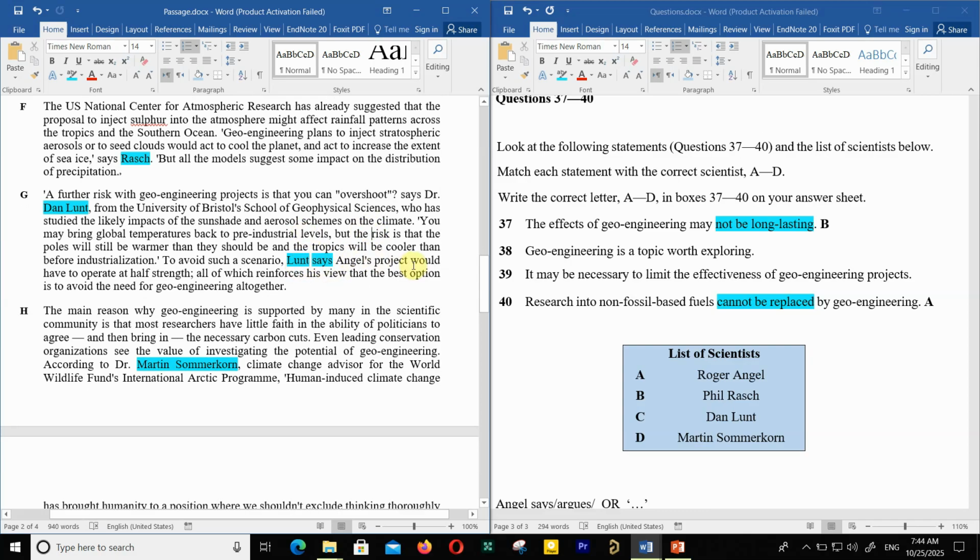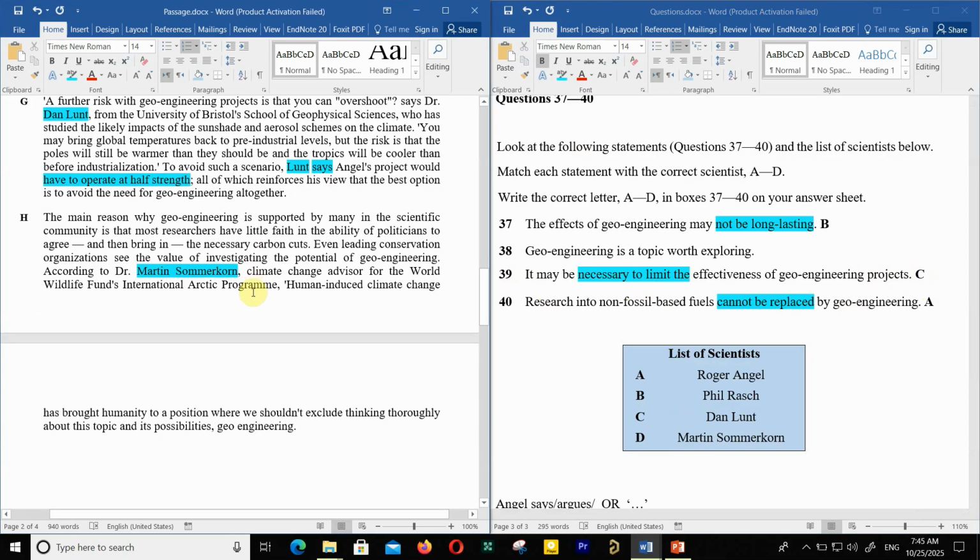Lunt says Angel's project would have to operate at half strength. This is not something that Angel says, it's something that Lunt says. Project would have to operate at half strength, necessary to limit. All of which reinforces his view that the best option is to avoid the need for geoengineering altogether. So, necessary to limit the effectiveness of geoengineering projects is a paraphrasing for this question. So, for 39 is Dan Lunt, which is C. I'm going to write C in my answer sheet.